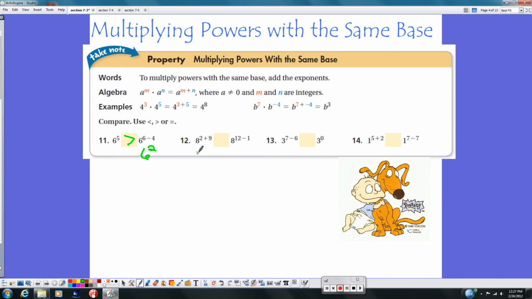Here we have 8 to the 2 plus 9, so that's going to be 8 to the 11th power. And here we have 8 to the 12 minus 1, that's going to be the 11th power. So these two are going to be equal. Here we have 3 to the 7 minus 6, which is 3 to the first. Here we have 3 to the 0.